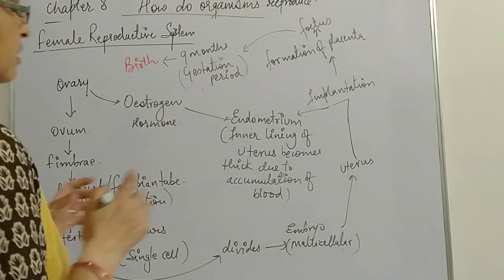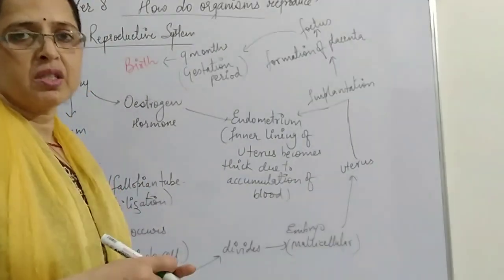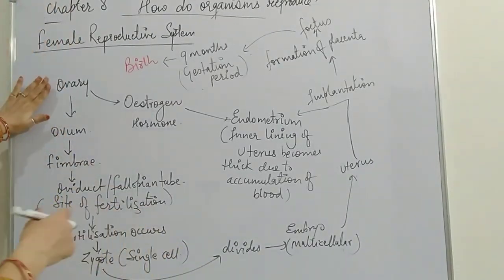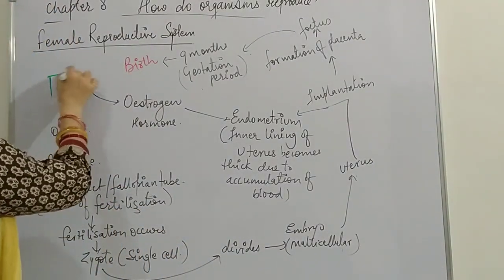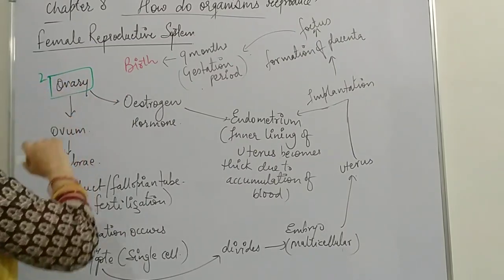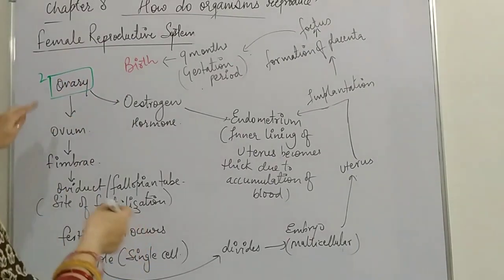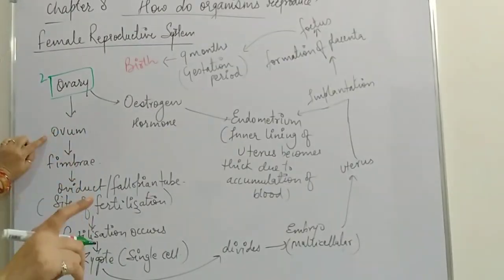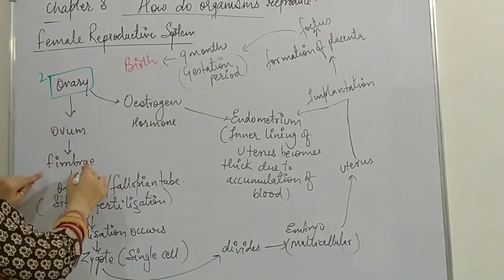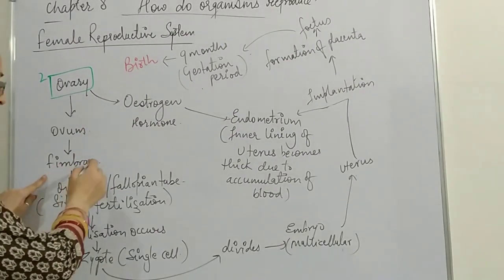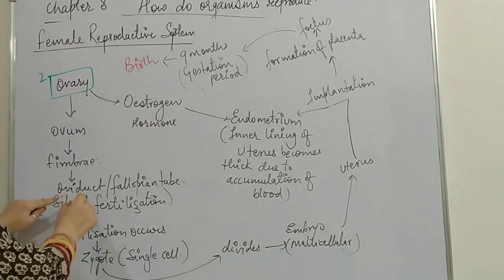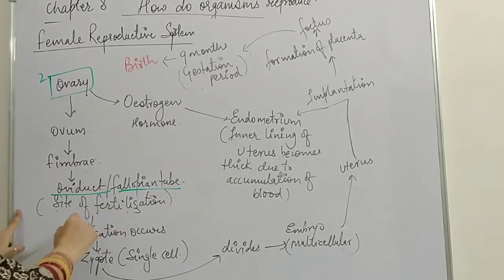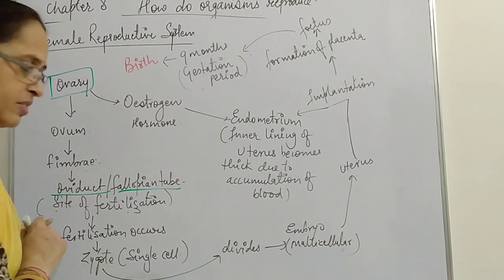Now let us discuss the complete fertilization process in brief. See here, the ovary. Two ovaries are there, and the ovum is produced alternately. One ovary releases one ovum at a time. Then this ovum is received by finger-like projections called fimbriae. The fimbriae guide the ovum to enter the oviduct, or fallopian tube, where fertilization occurs. So the oviduct is the site of fertilization.